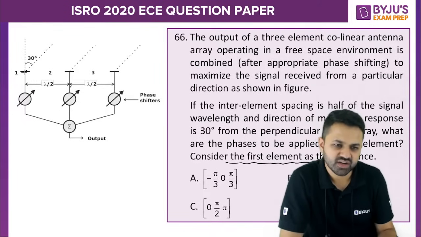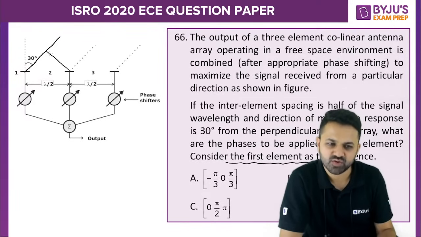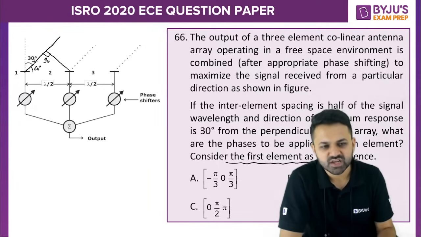If I draw the perpendicular line from the second element to the first element, this is the 90 degree. So this is the lambda by 2. What will be this angle? This is the 60 degree. So this will be your D, the distance is D. So this is D cos 60 degree. And when you draw the perpendicular line to calculate the phase difference from the third to first, that is the 90 degree, and this is again 2D cos theta.